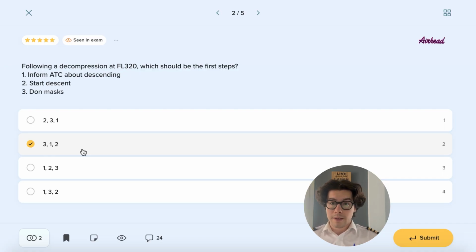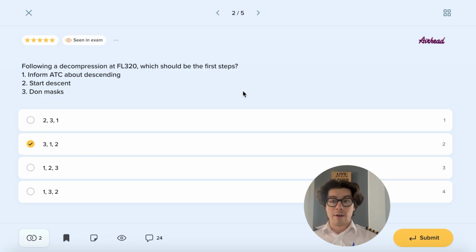Then we need to descend, but we need to make sure the descent is safe. In case the decompression is happening rapidly, then the first thing we do is descend to prevent decompression sickness. However, if the rapid decompression is not stated in a question, make sure that you always first contact the ATC and then start your descent. And for these questions, also remember that the descent should be made to around the 10,000 feet mark.